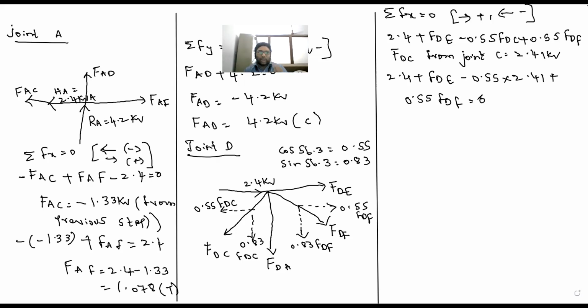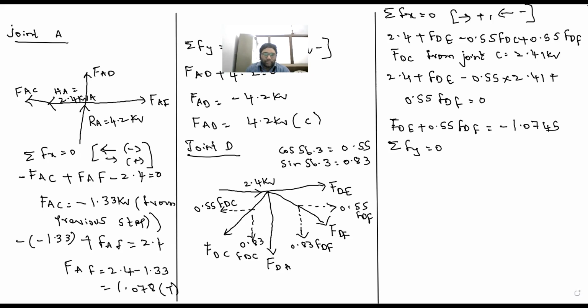So let this equation be like that, no problem, because here we need to try to resolve the components and first get the other unknown, and then we will get the other values, two unknowns here. Now, 2.4 minus 0.55 into 2.41, how much? 1.0745. Okay. So see here, FDE plus 0.55 FDF is equal to minus 1.0745. Okay. Now, sigma Fy is equal to 0.